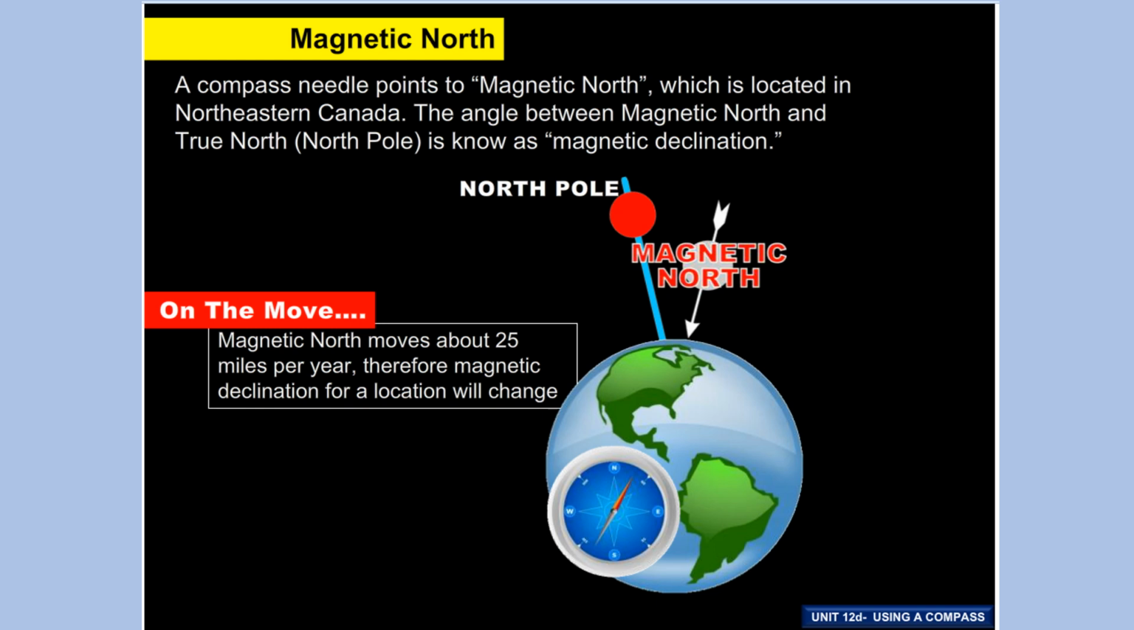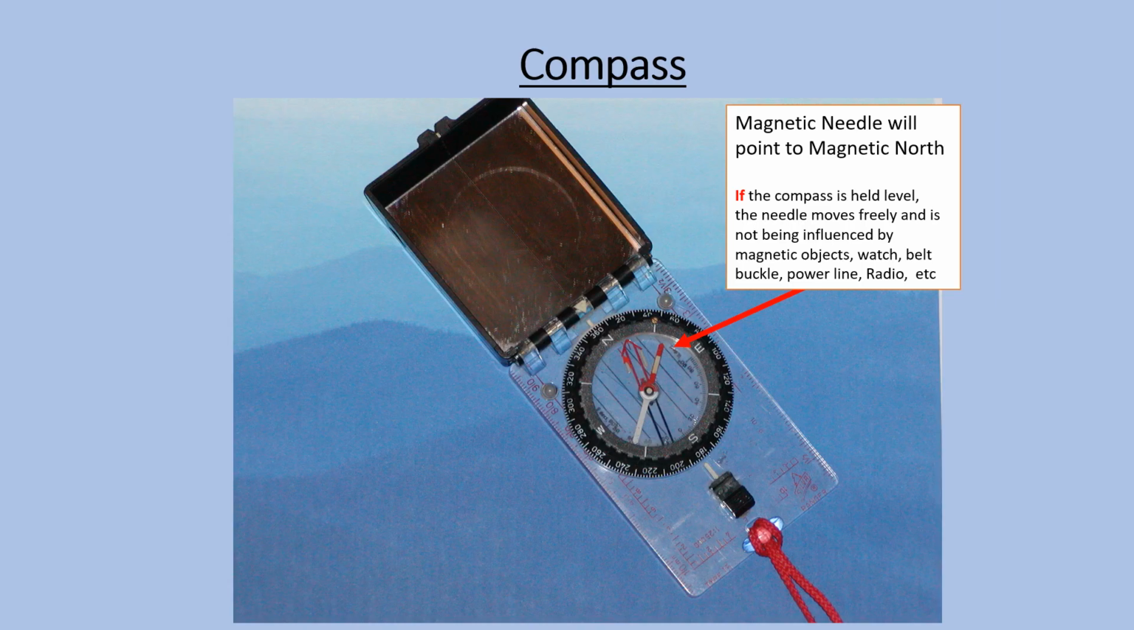A compass needle points to magnetic north, which is located in northeastern Canada. The angle between magnetic north and true north is known as the magnetic declination. The magnetic declination is constantly changing. The magnetic needle will point to magnetic north if the compass is held level, the needle moves freely, and is not being influenced by magnetic objects such as a watch, a belt buckle, power lines, or a vehicle, etc.